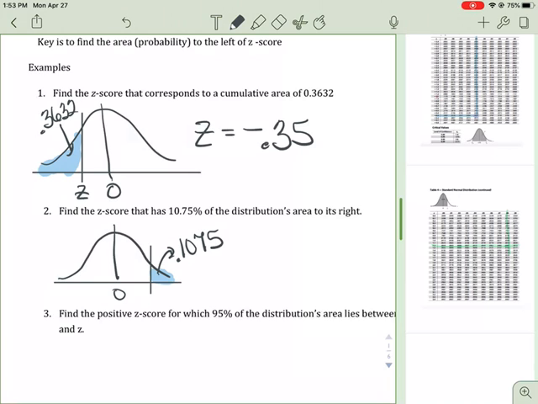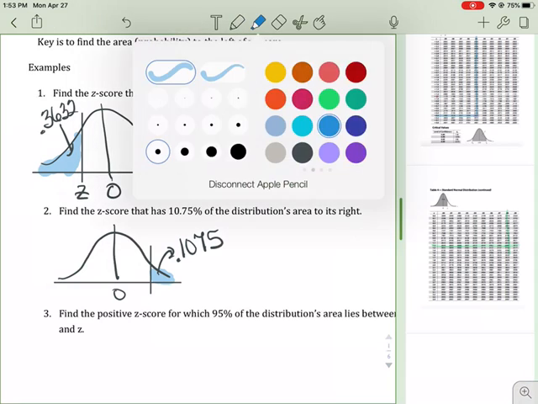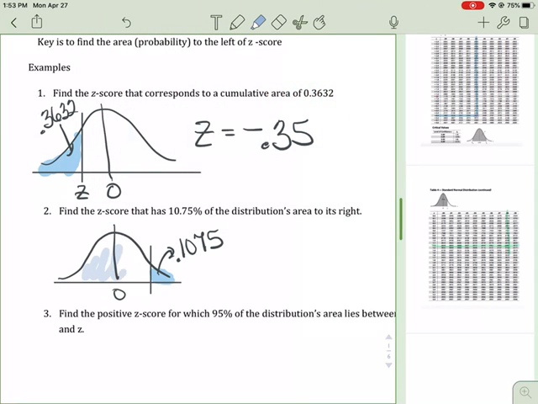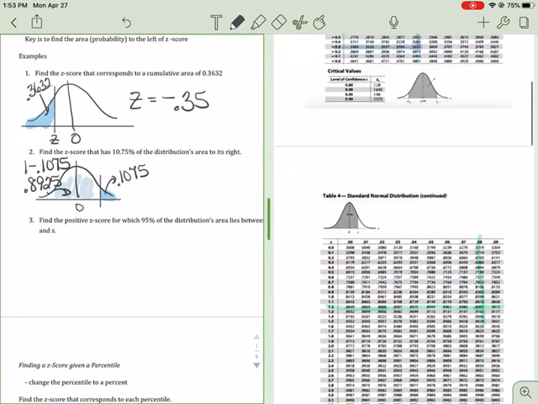Now, since it's to the right and my z-chart is only cumulative from the number to the left, we're going to have to figure out this part. So we're going to have to do 1 minus 0.1075. And when we do that, we get 0.8925. And that is the shaded region to the left, and that's what we're going to look up in our z-chart.